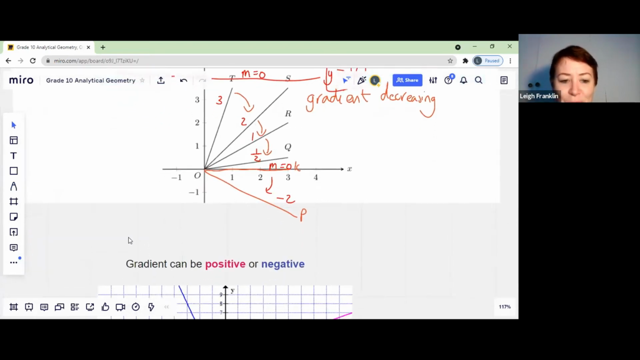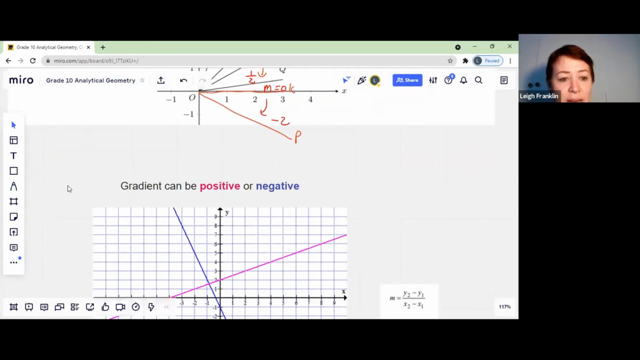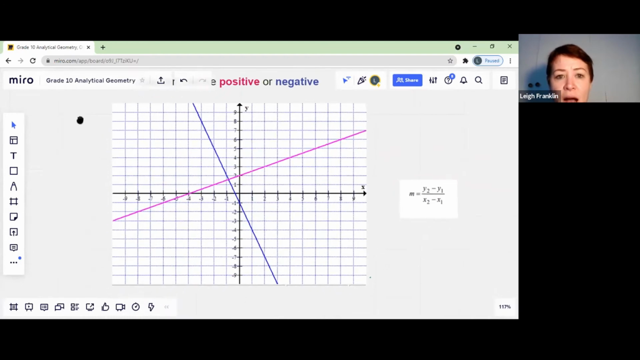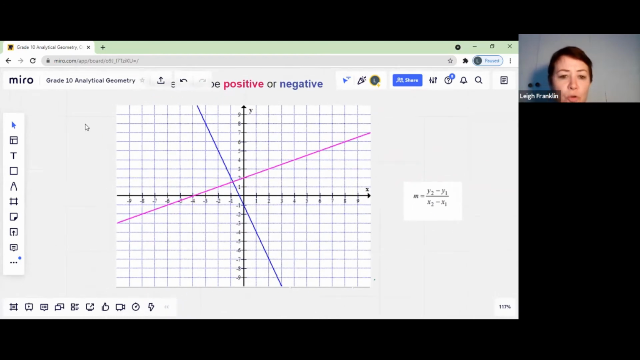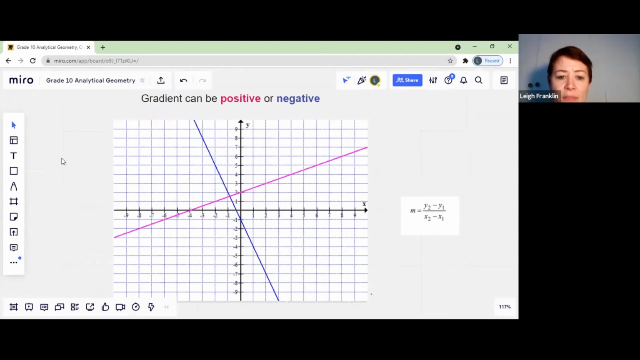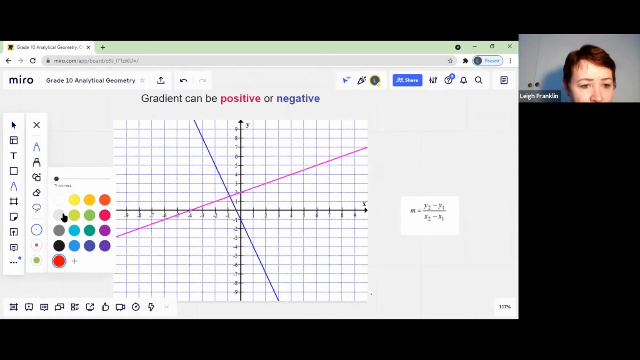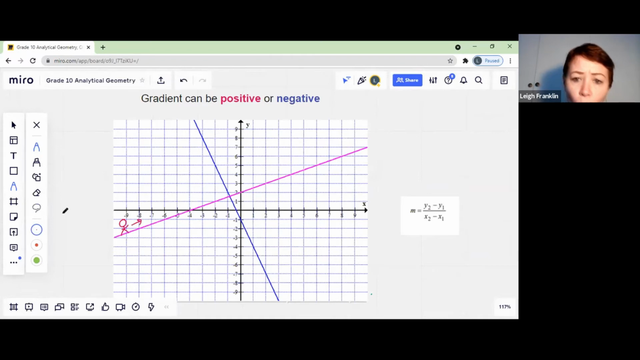That's what I wanted us to talk about now. So gradient can be positive or negative. I've got a little graph here to show you what a positive gradient would look like. That's the pink one. So if you can imagine, David, if you are standing down here, and I say to you, David, you've got to walk all the way to here. Are you walking uphill or downhill, David?